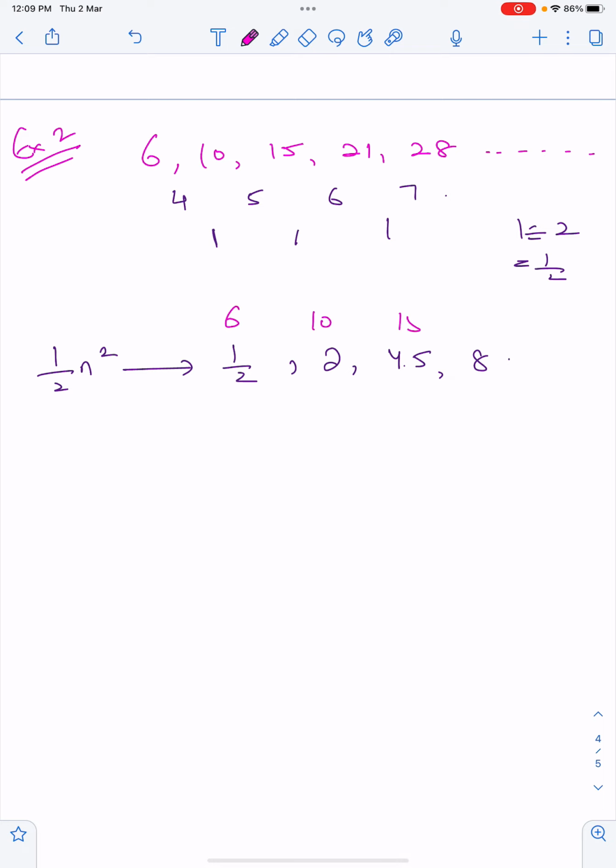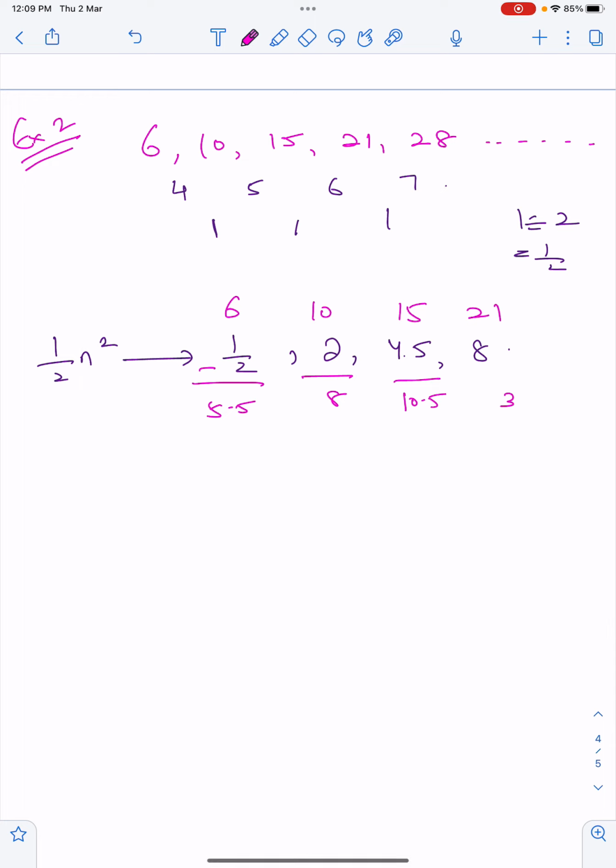Now we're going to copy the original sequence on top of it, which was 6, 10, 15 and 21, and we will subtract these numbers. Subtracting the 0.5 from 6, I'm getting 5.5 here. 10 minus 2 is 8. 15 minus 4.5 is 10.5, and then 21 minus 8 is 13.